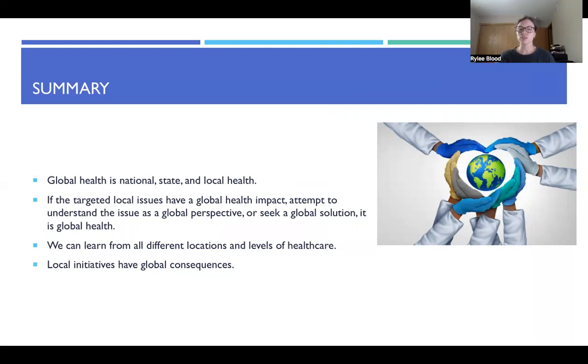And we can learn from all different locations and levels of healthcare. As we can see, we can learn locally, from state, from nation, and from international standpoints. We can learn from other countries, and other countries can learn from us. And lastly, local initiatives have global health consequences, whether good or bad. Like I said, diseases and health inequities do not stay within certain boundaries. It can move throughout the world.